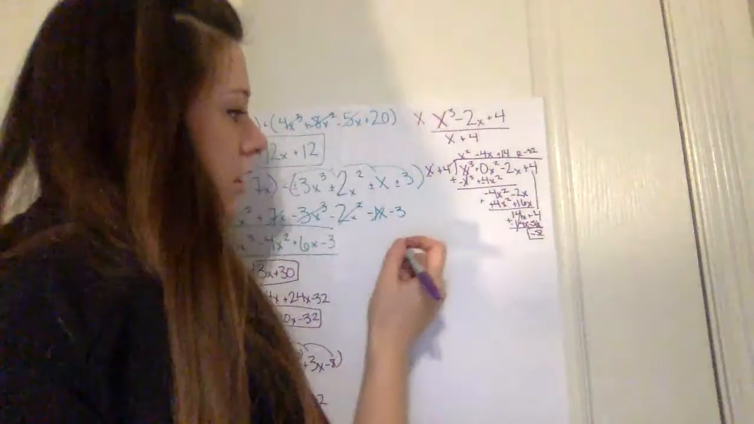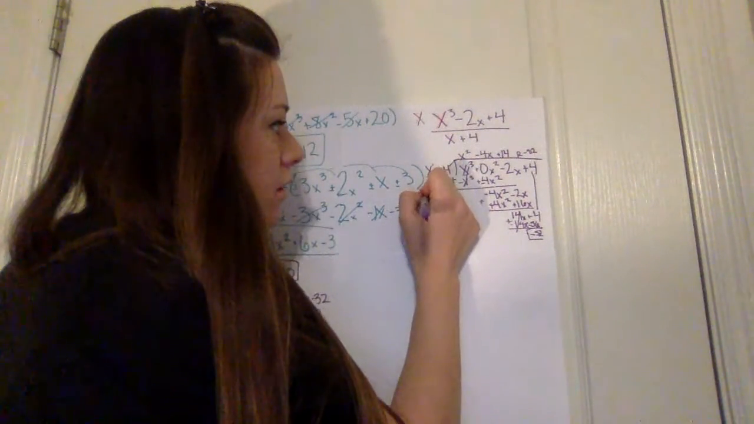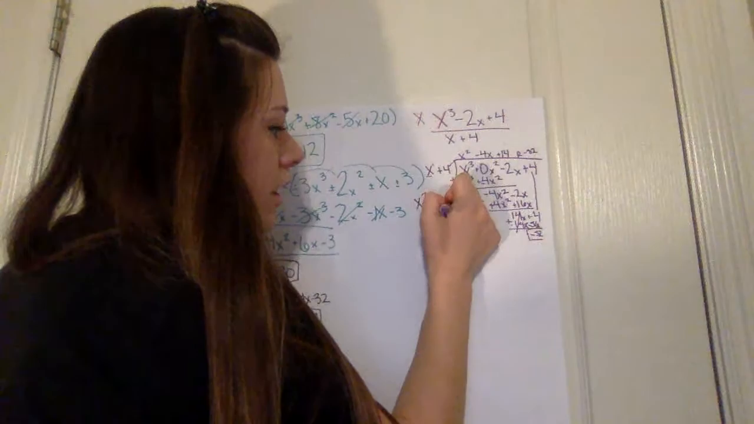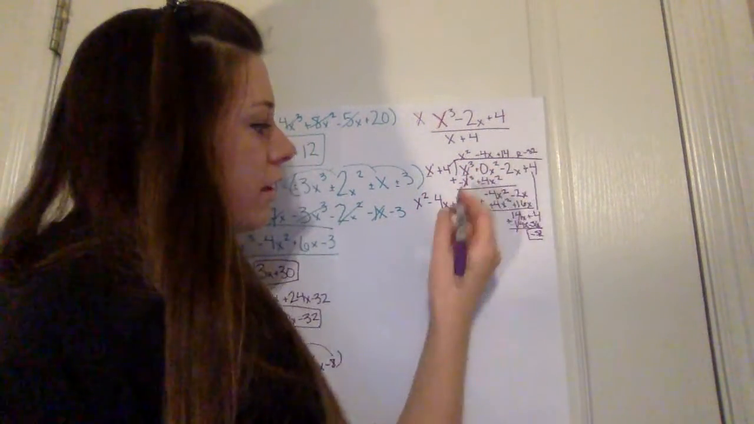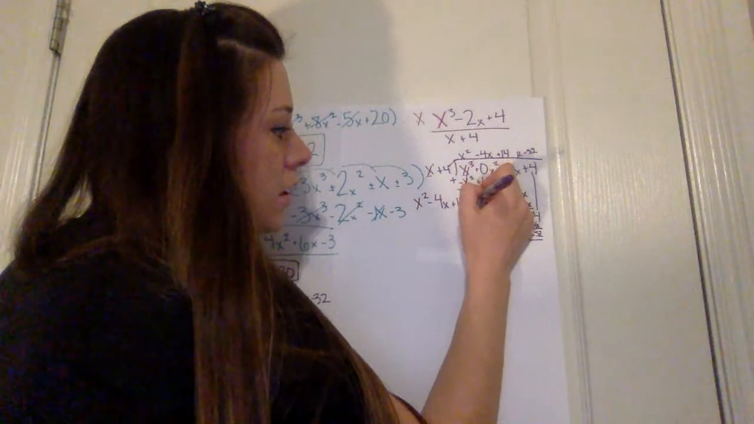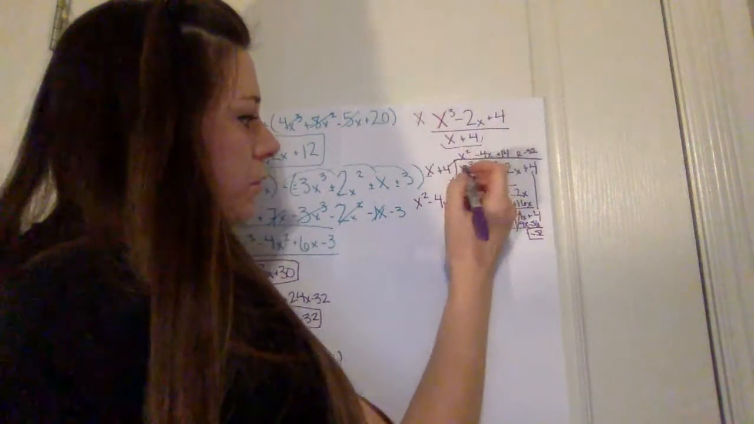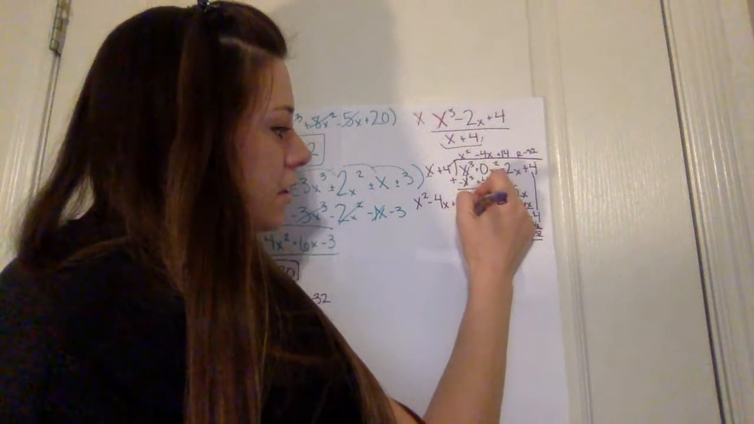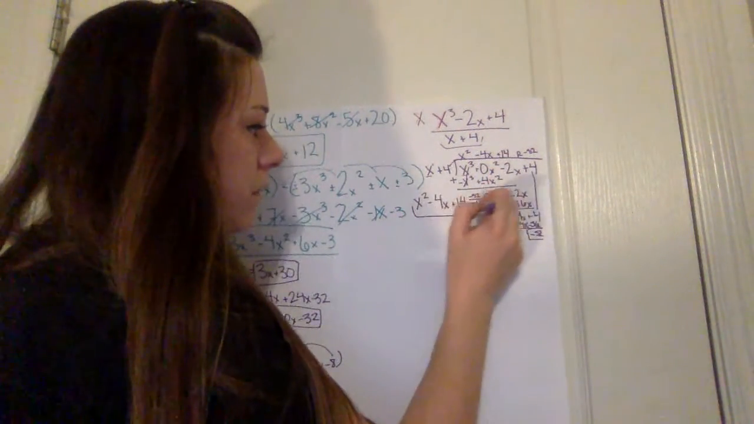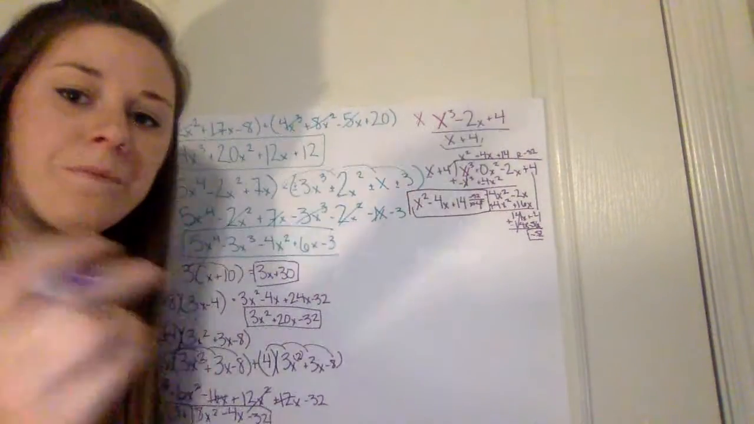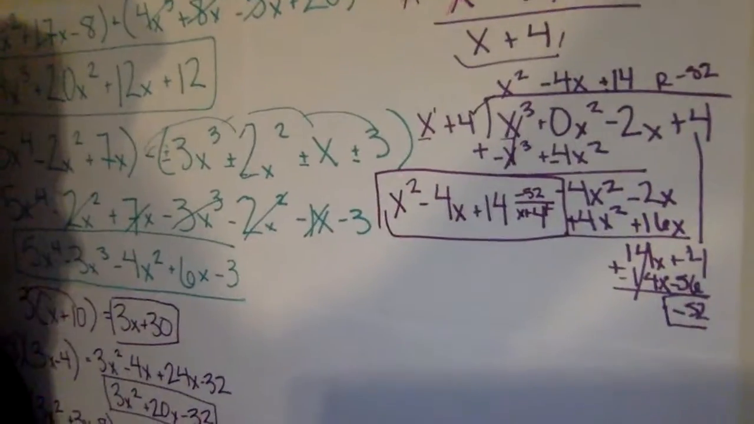So the quotient for this division problem is x squared minus 4x plus 14 with the remainder of negative 52. And you write that all over the denominator here, which would be x plus 4. Oh, you can't even see that at all. Right, like that.